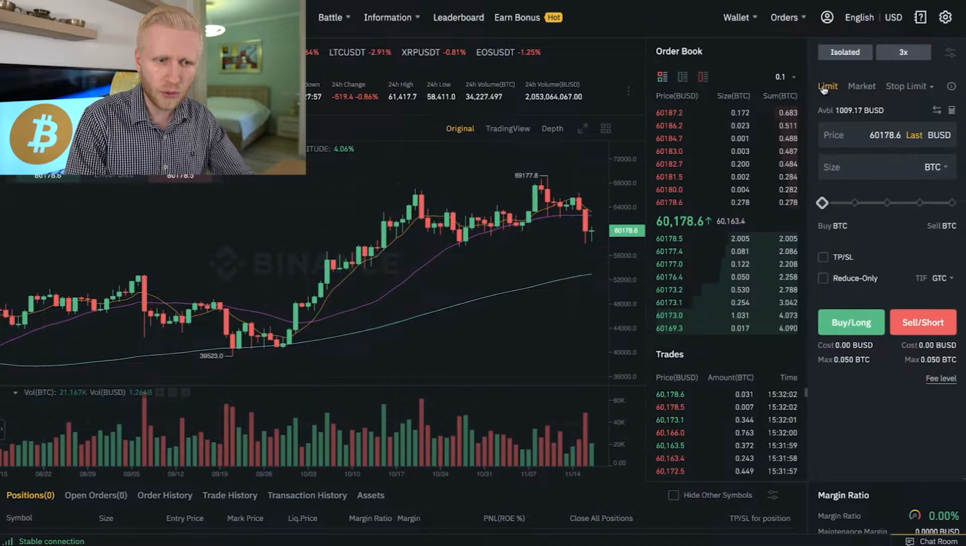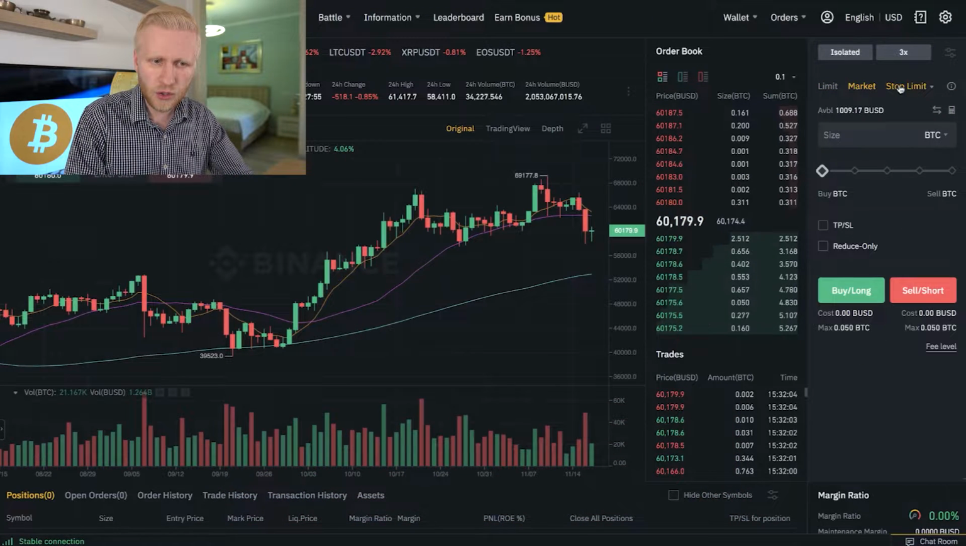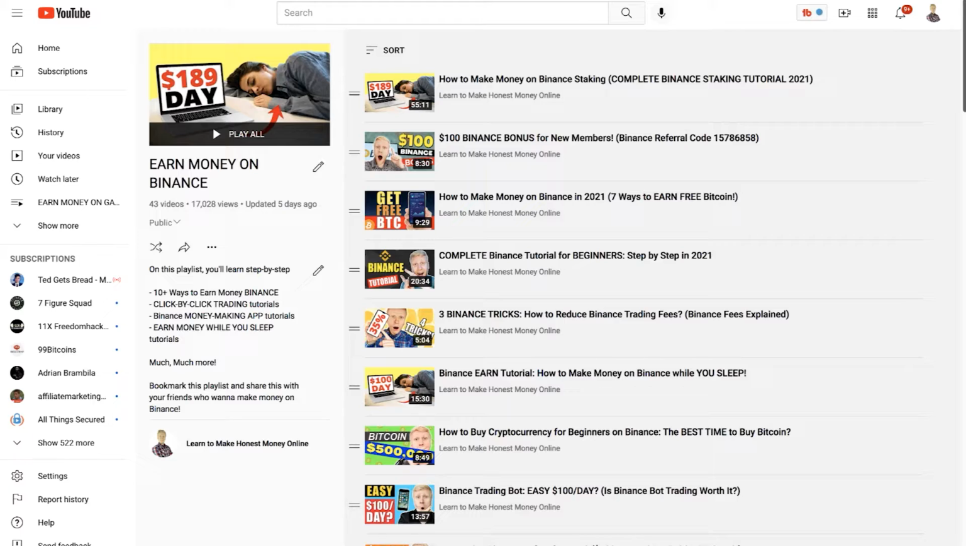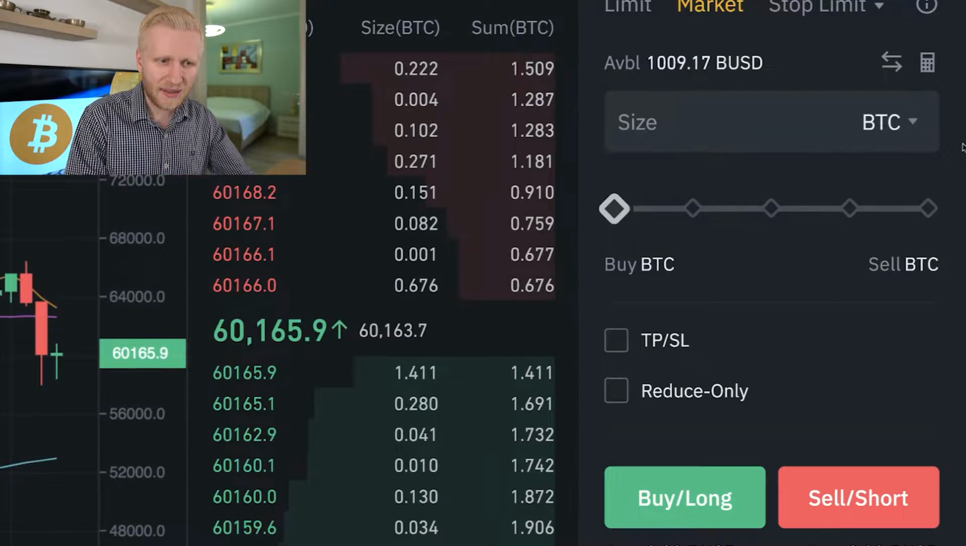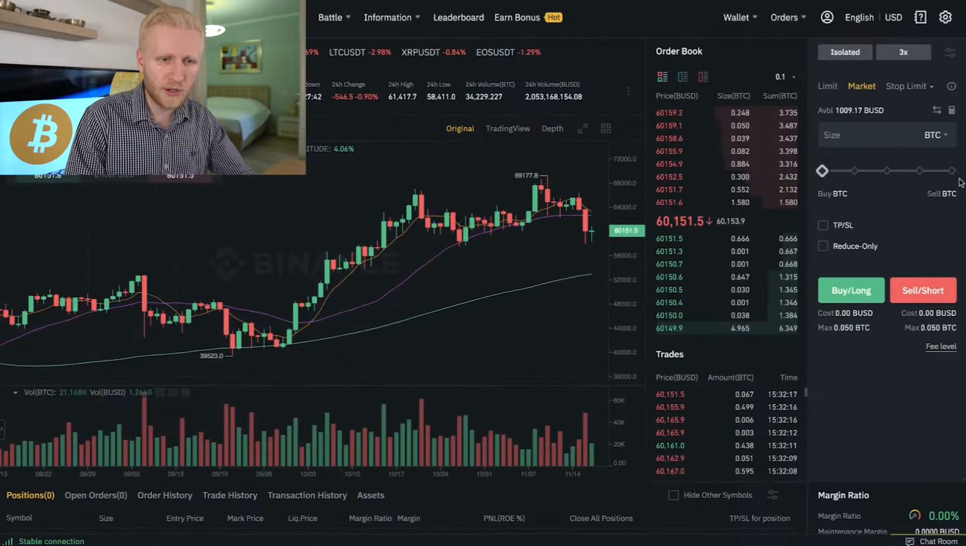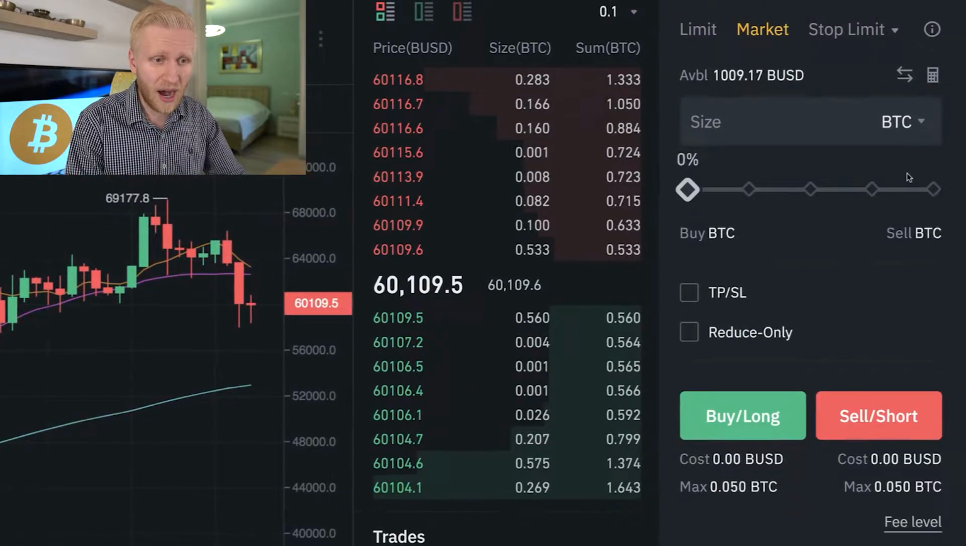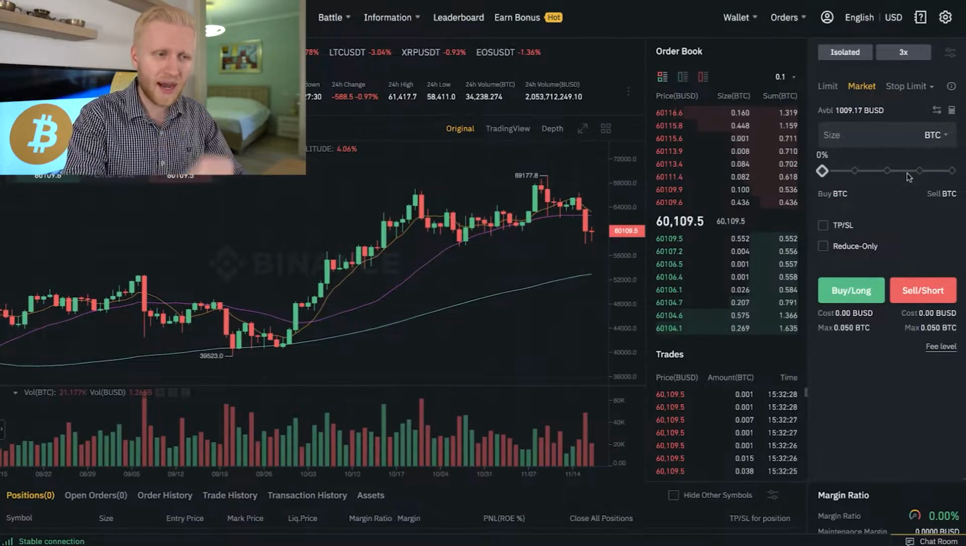And then also you can do limit orders, market orders, also stop limit orders, and then also the other orders. We have tutorials about them as well on our Earn Money on Binance playlist, as you have learned there. But personally, I like to do market orders because I like to do things fast. So in this case, it will just choose the market price and then we will buy with that one or sell.